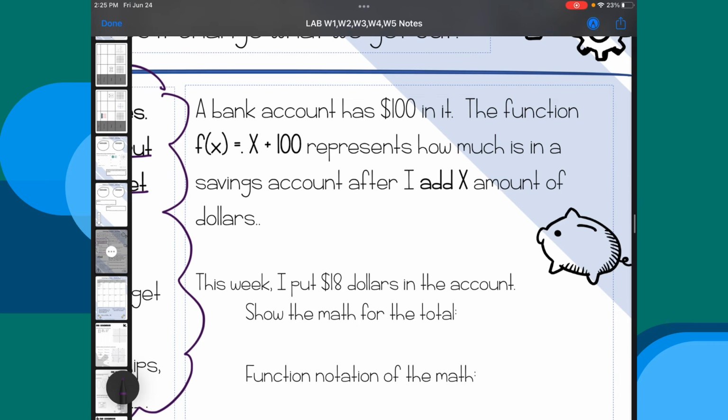So if a bank account has $100 in it, the function would look like this. f of x is equal to x plus 100, representing how much is in the savings account after I add some amount of dollars. We're letting the variable x represent what amount of dollars is added in.